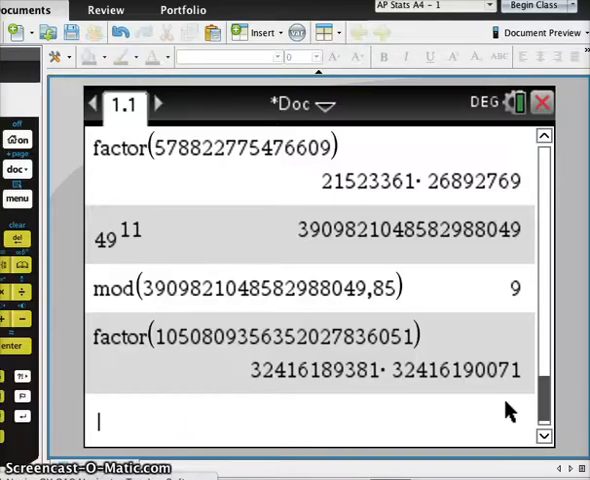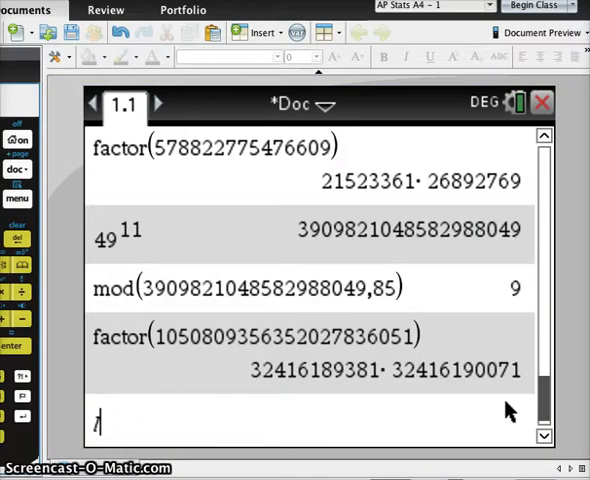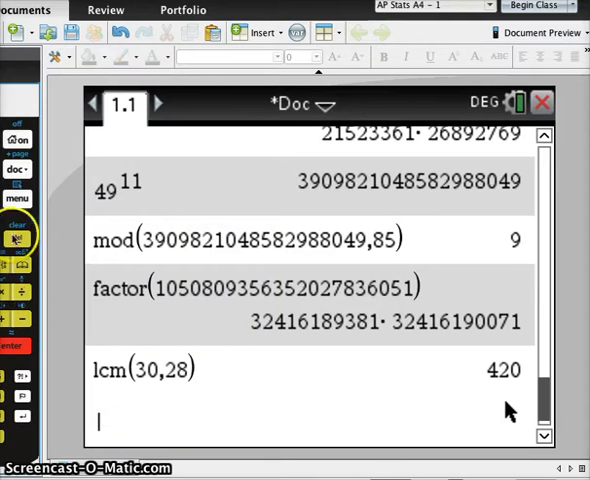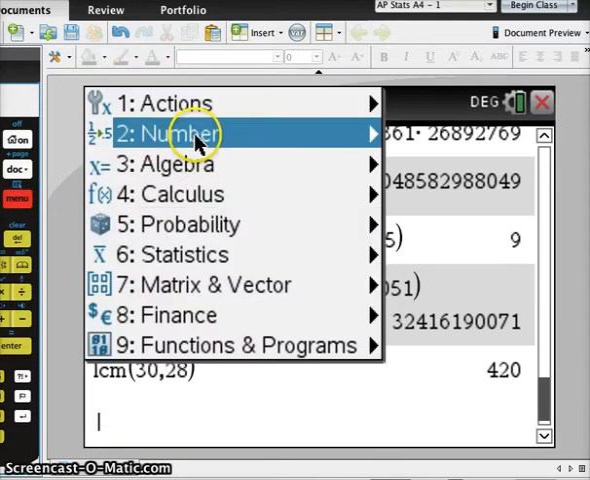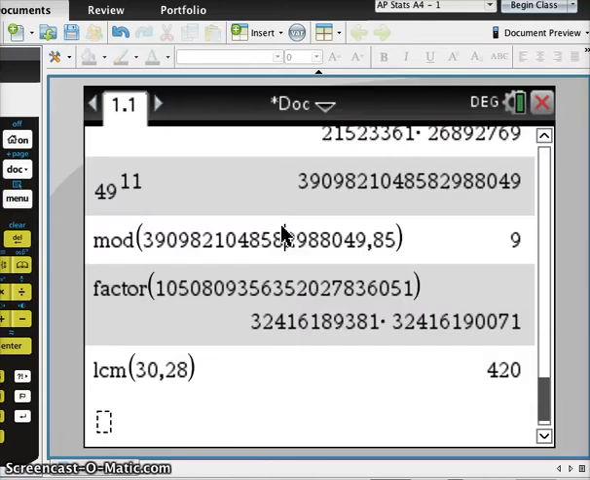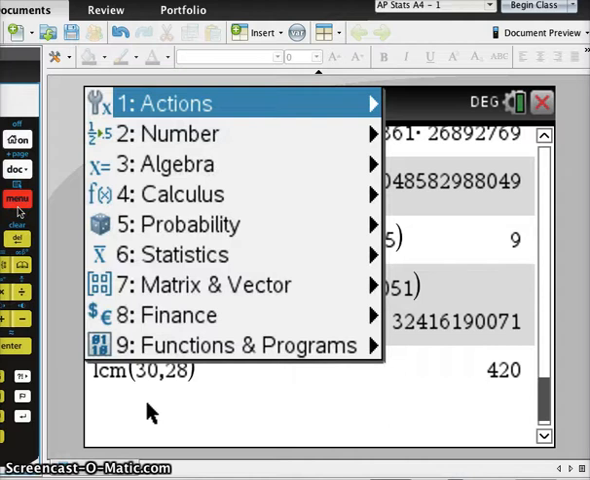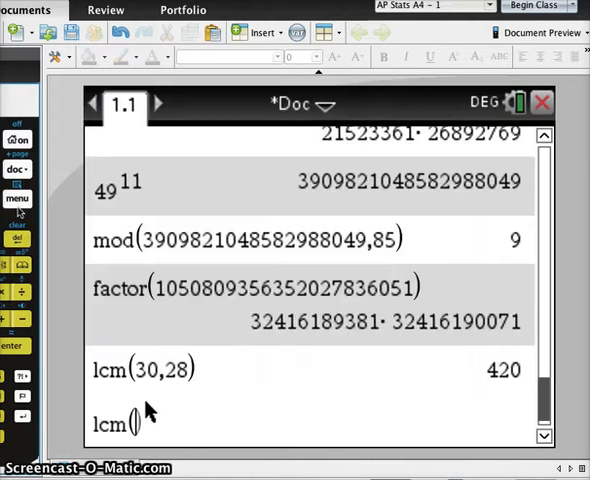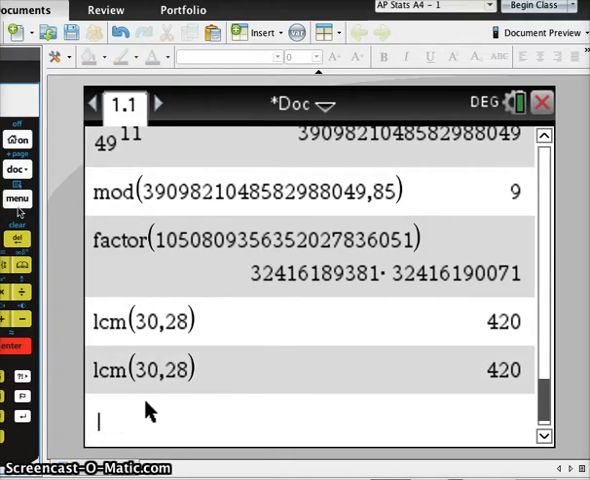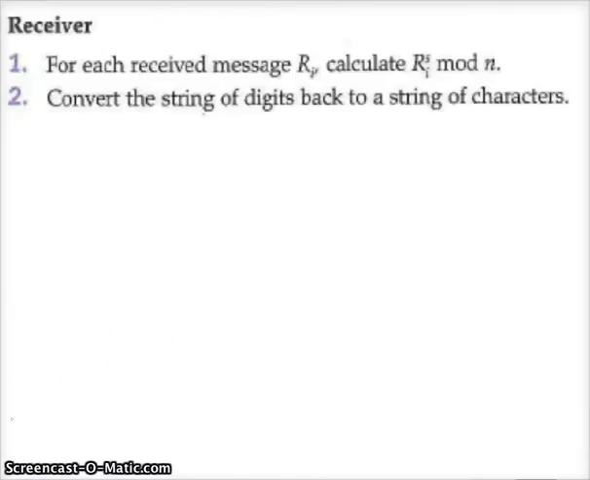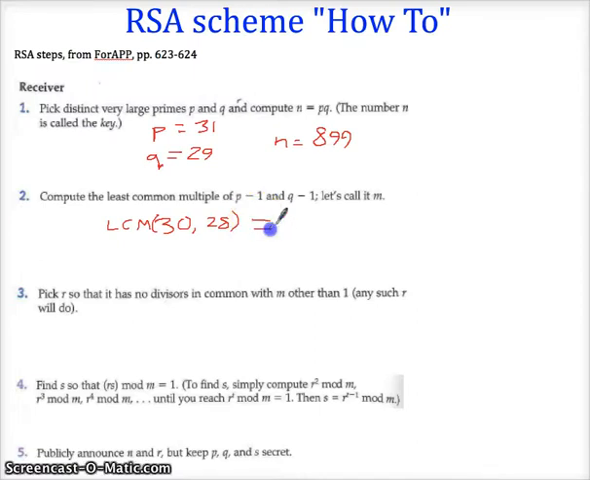The awesome thing about our calculator is you can actually type LCM and just do 30 comma 28, and it'll just do it. If you really want to know where that is in the menu, you go menu, number, least common multiple. It does the same thing. It's actually fewer keystrokes to just type LCM. That's 420. We're going to call that M.